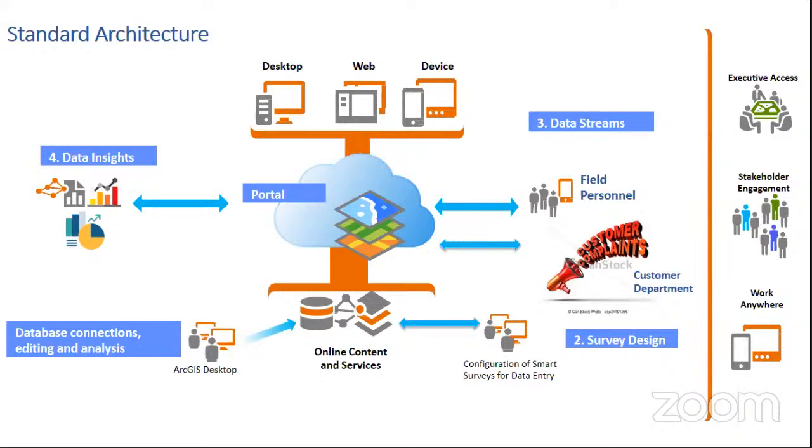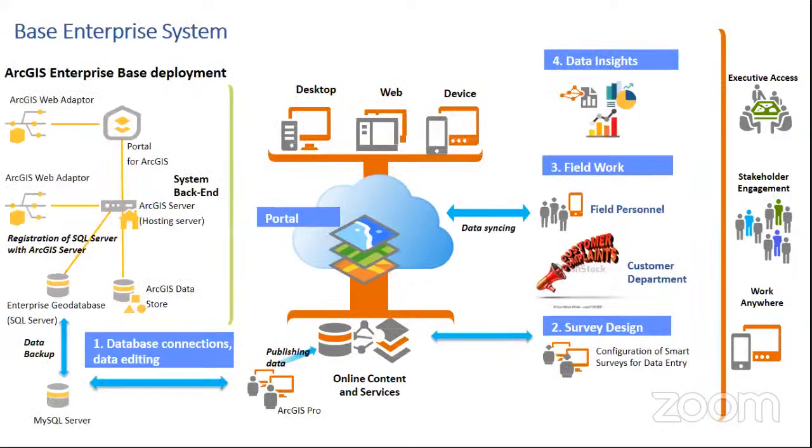How do we analyze? How do we comprehend these data sets that are coming from all these departments for us to consume across the desktop, web, or the mobile devices? And of course, the benefit is factors like executive access, being able to engage with your communities or stakeholders. And the power of it, again, is what we've seen with COVID. You can work from anywhere. So that's what the standard system looks like. There's a second option, which is a base enterprise deployment or an enterprise system. The workflow is still the same, right?